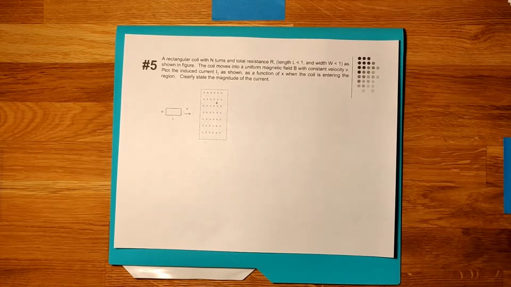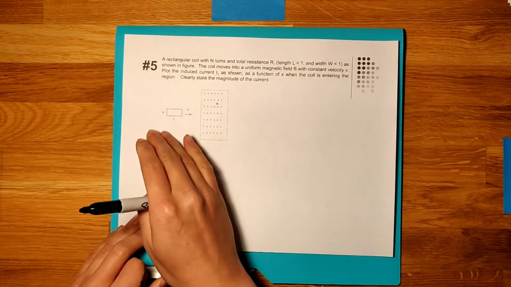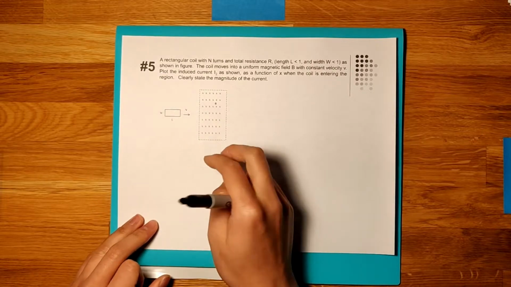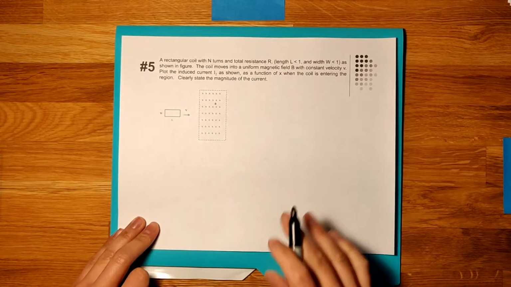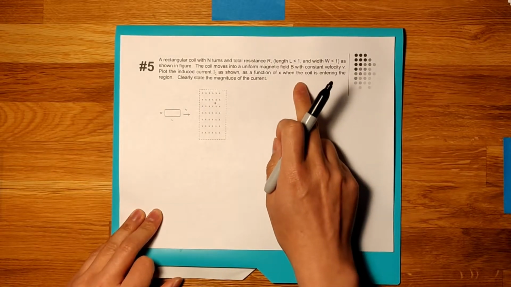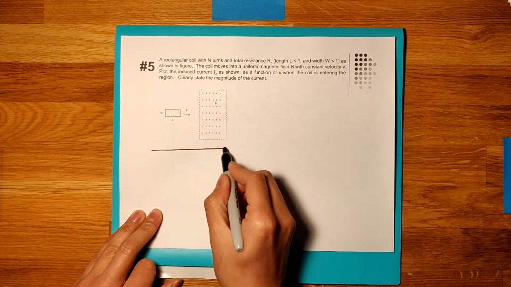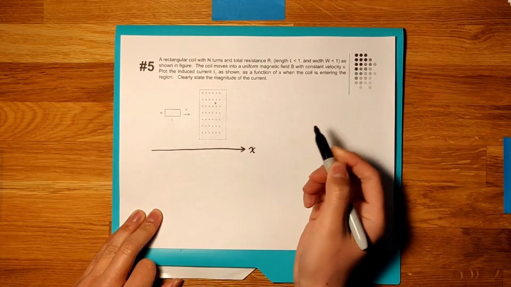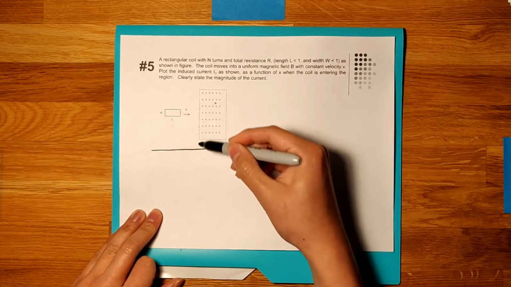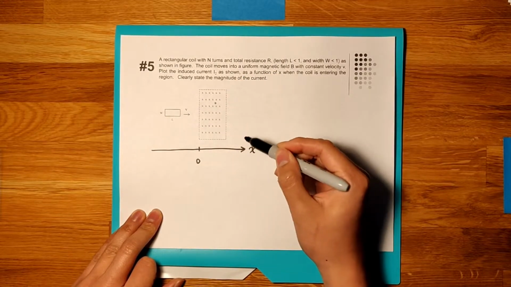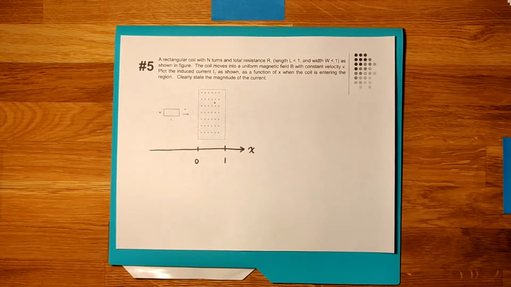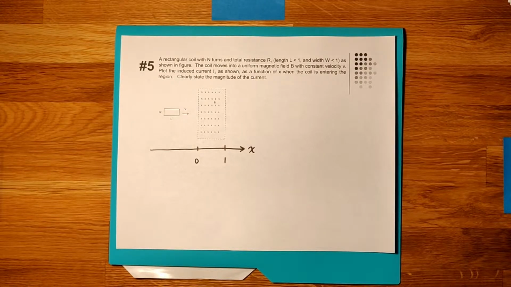So the problem is essentially just saying that we are moving this rectangular coil with n turns into this magnetic field. So just to make things simpler, because we are just plotting the induced current as a function of x, I will label this axis x. And at this point, when the B field begins, will simply be 0 to 1. So let's just first find the flux, because it is needed to find the EMF. And the EMF is needed to find the induced current.